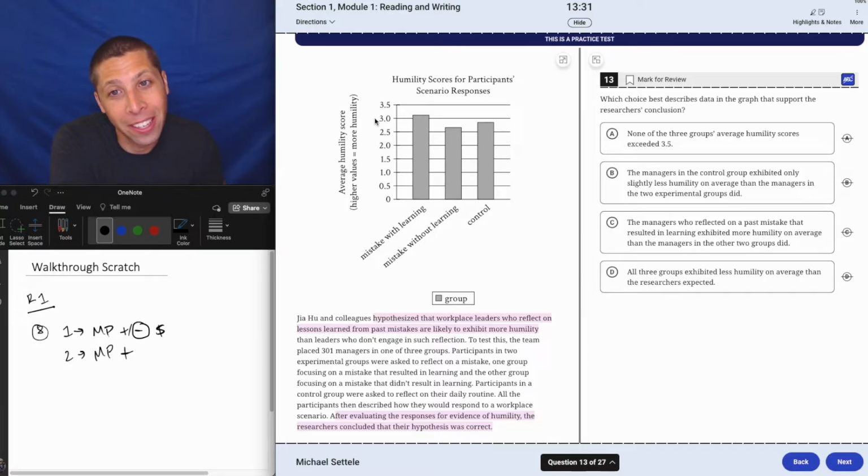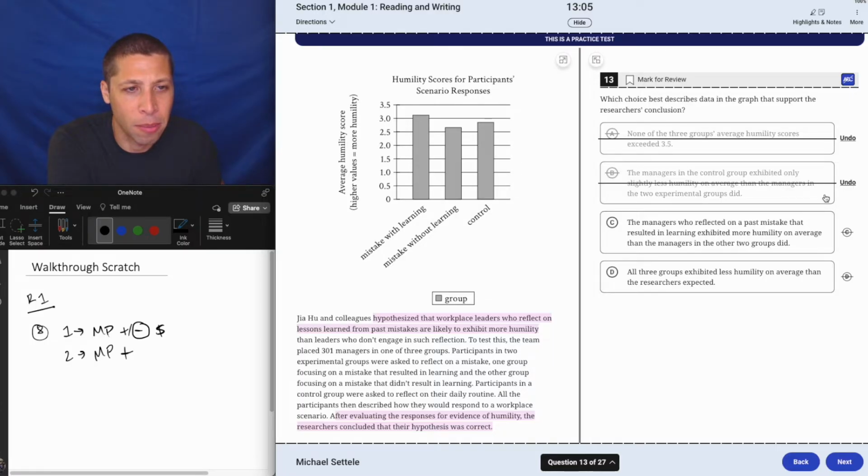Okay. So the average humility score, is that really a thing? None of the three groups' average humility scores exceed 3.5. Yeah, I don't care. The managers in the control group exhibited only slightly less humility on average than did the managers in the two experimental groups. Yeah, but that seems like it's saying that it doesn't matter, right? We wanted it to be more humility. And so this is saying that it's kind of the same. So that seems to contradict it, right? We want to support the conclusion.